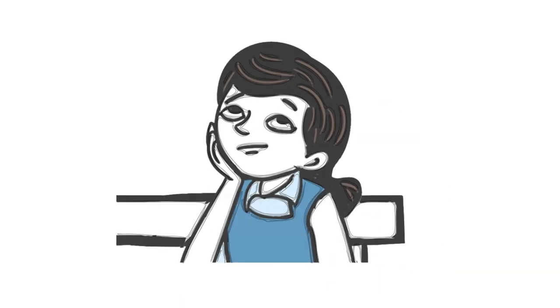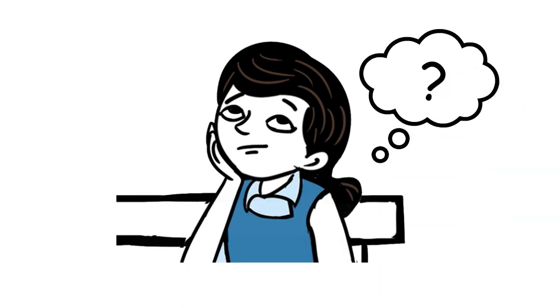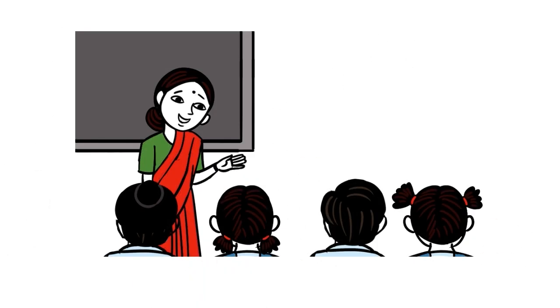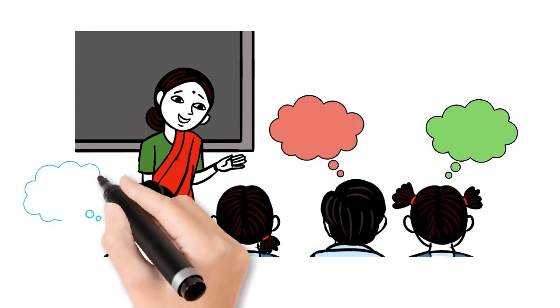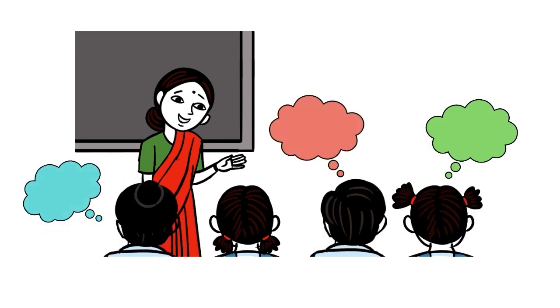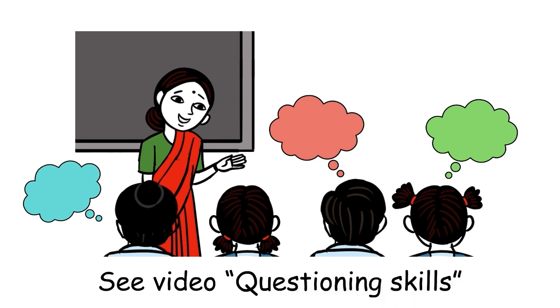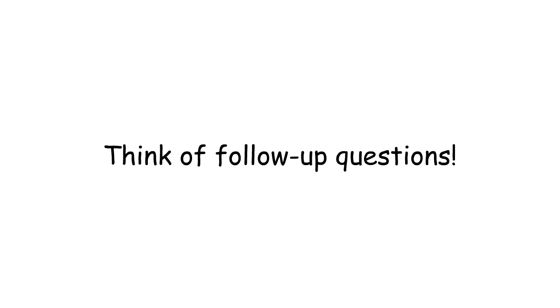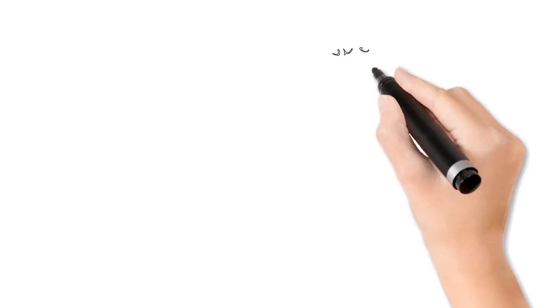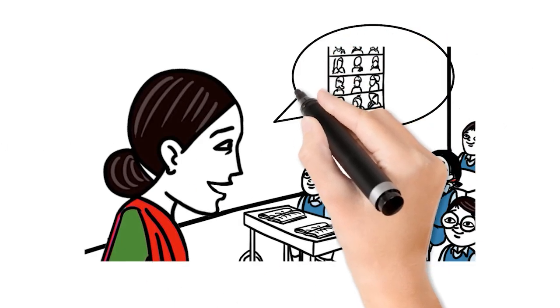The next step is to decide the question or topic for discussion. The question or topic has to be related to the children's world of experience and should be open-ended so that there could be diverse viewpoints. You can learn more about open-ended questions in another video. Along with the main question, think of the follow-up questions you will have to ask to take the discussion forward. You are now ready to start the discussion.